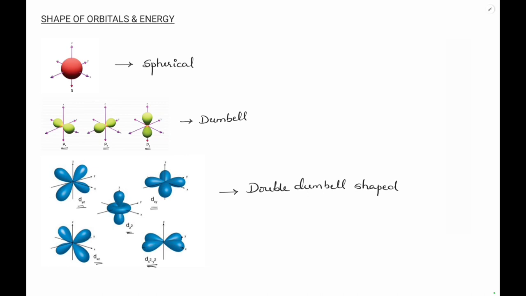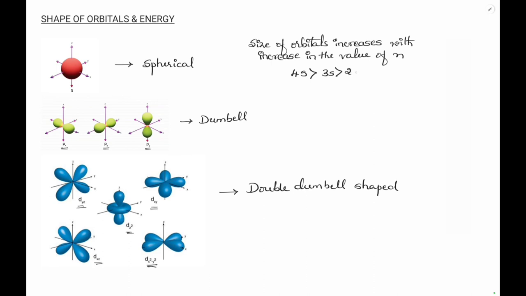The size of all these orbitals increases with an increase in the value of n. So, we can write that 4s is greater in size than 3s, which is greater than 2s, in turn greater than 1s. Similarly, for the p orbitals, as the size of the orbital increases, the value of energy also increases. So, we can write 4p is greater than 3p, which is greater than 2p. In the same way for d orbitals, the size of the orbital increases as the value of n increases, and the order of energy also varies in the same way.